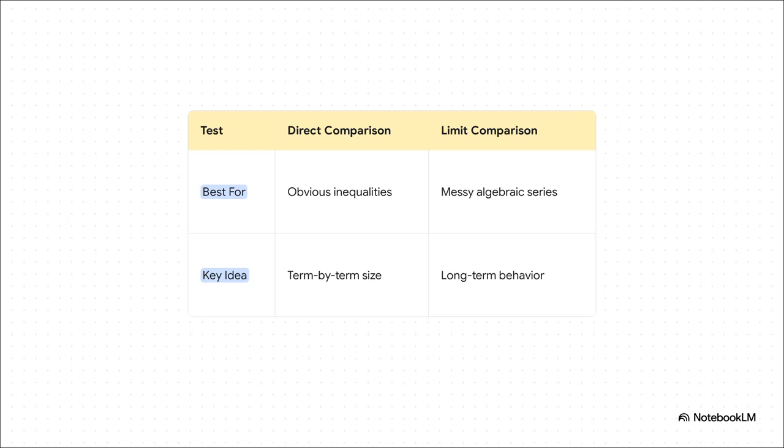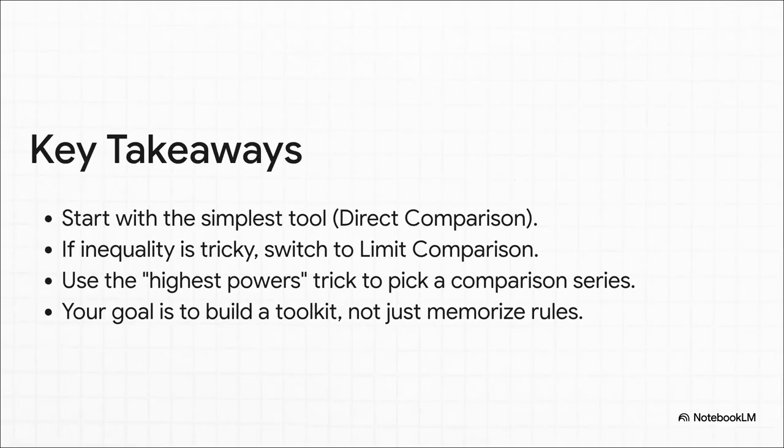If you look at a problem and a simple inequality just jumps out at you, go for direct comparison. It's fast, it's clean, but for pretty much everything else, especially those messy algebraic series, just go straight for the limit comparison test. Its big idea is so powerful. If two series basically act the same in the long run, then they are the same when it comes to convergence or divergence.